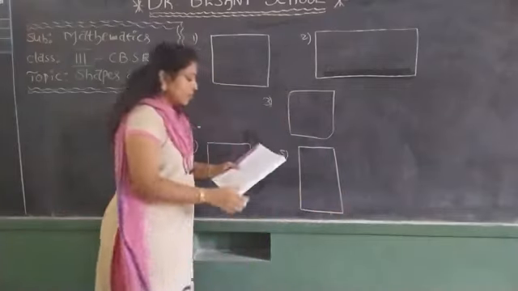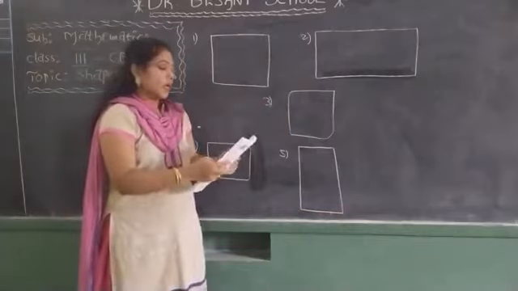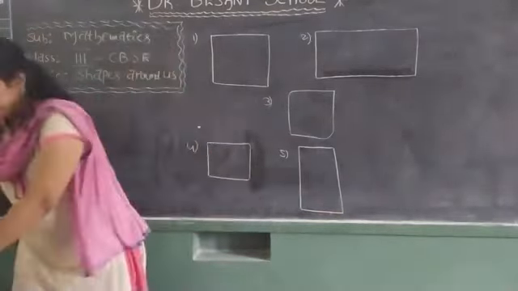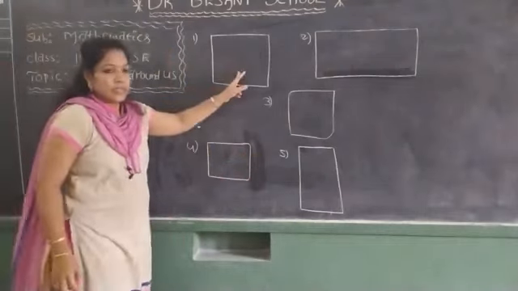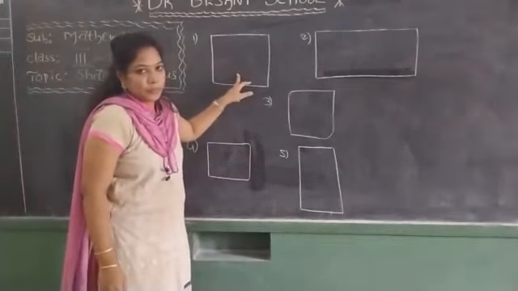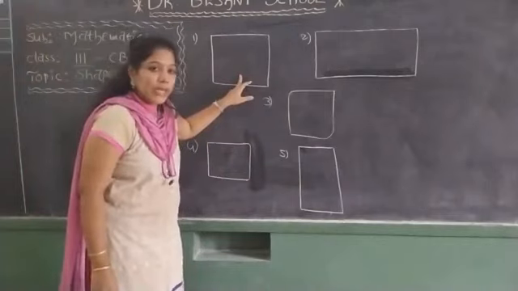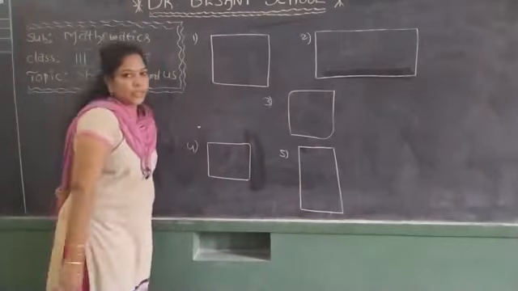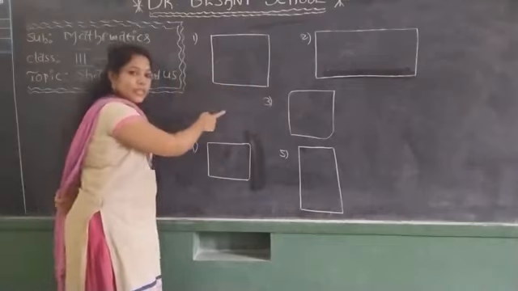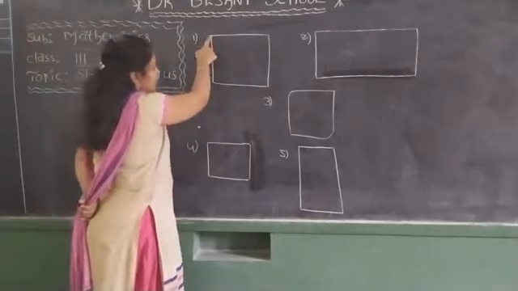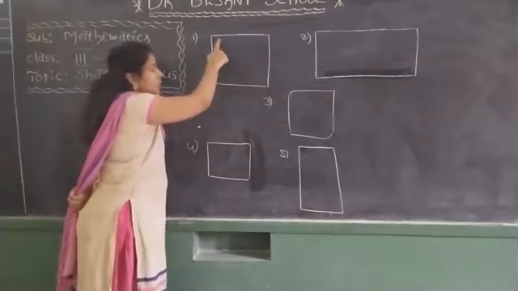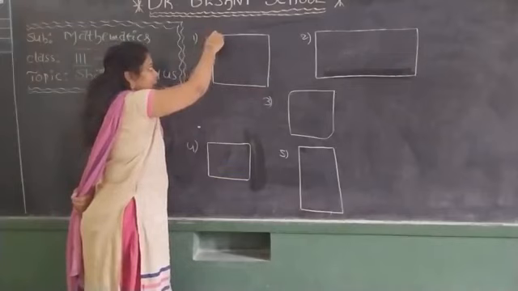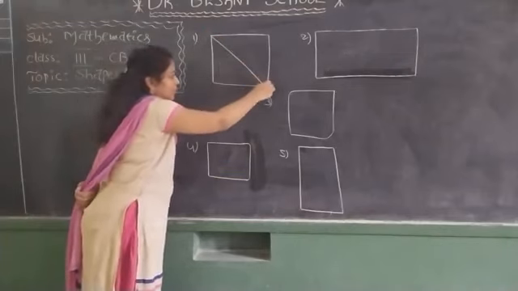See, now look at the board. We have to draw the diagonals for these figures. First one, what is it? Square. For this one, we have to draw the diagonals. What are the opposite corners for this square? This point and this point. These two are the opposite vertices. Means we can draw a line like this.